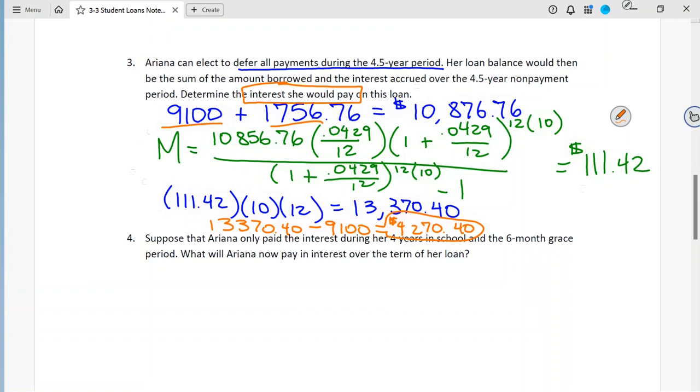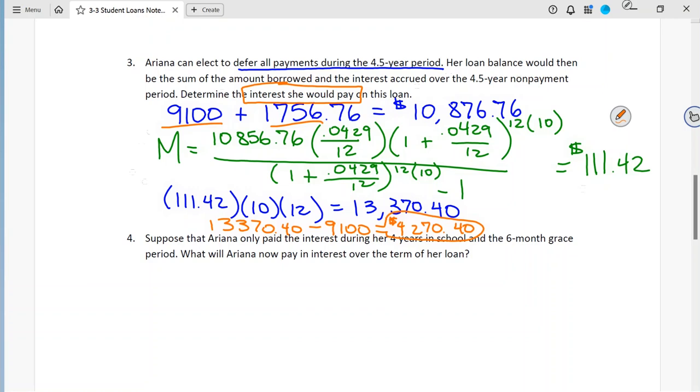Okay, number 4, suppose that Ariana only paid the interest during the 4-year in school and the 6-month grace period. What will Ariana now pay in interest over the term of her loan? So let's say Ariana says, well, I can't pay back the $9,100 right away. That's why I'm taking out the loan. But I can make those payments for the interest while I'm in college. I have a college job. I'll pay the interest while I'm in college, and therefore I'll have less to pay when I get back.